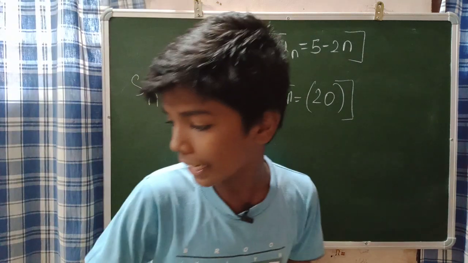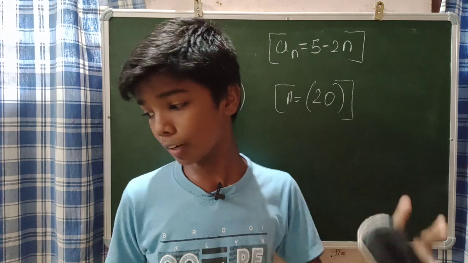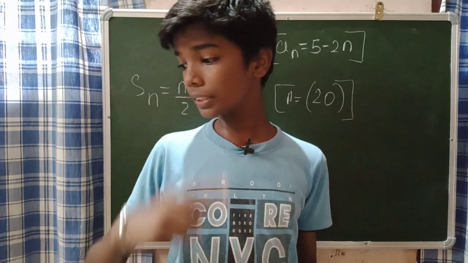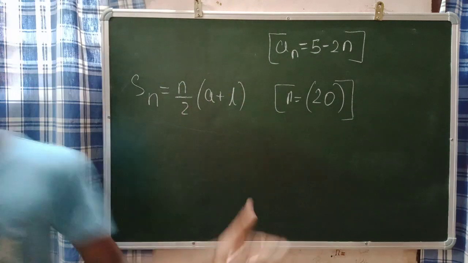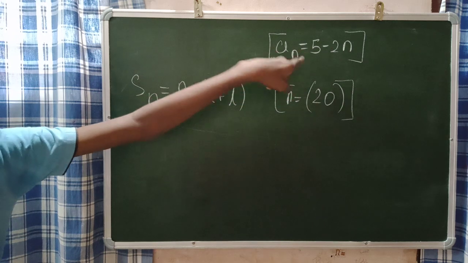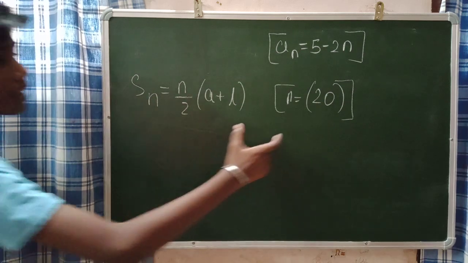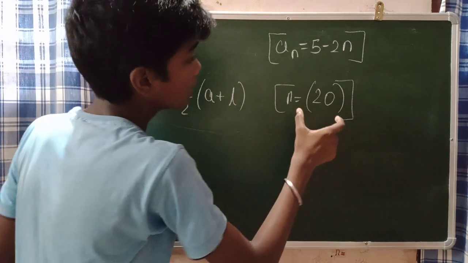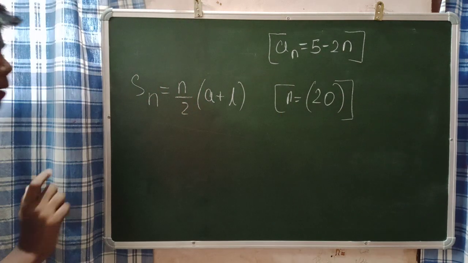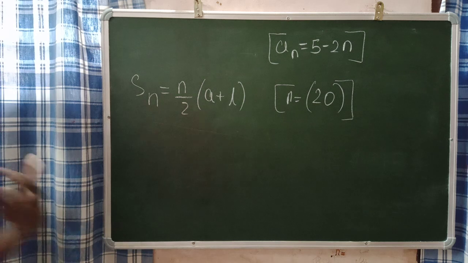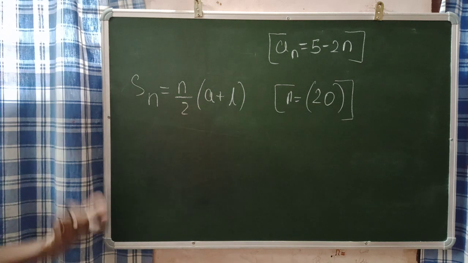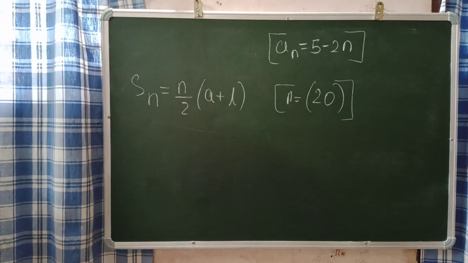Because I'll repeat once again. They are asking find the sum of first 20 terms of an AP whose nth term is given as an is equal to 5 minus 2n. Your an is nothing but your general term. That means nth term. Now, in order to find the sum of first 20 terms of this particular AP, I will use this formula because this formula is very easy. We have another formula like n by 2 into 2a plus n minus 1 into d, but this formula is very easy. So I will use this.